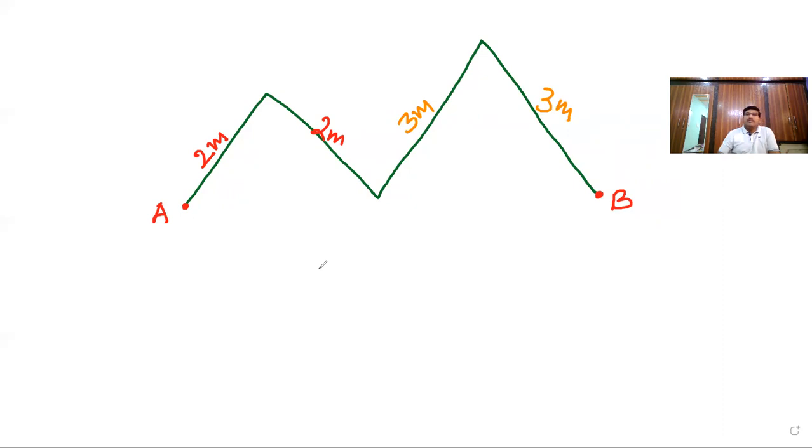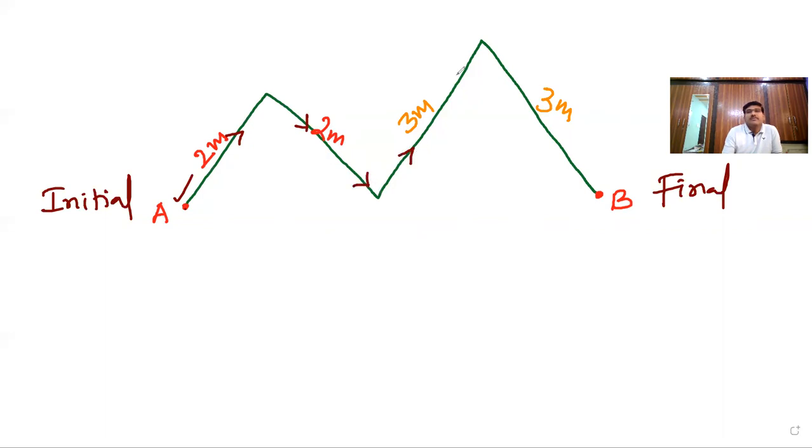This is the figure provided to you. Clear? Now observe in the figure how the person is moving. The person is moving from A. A is the initial point, B is the final point. So the person starts from A, slowly moves like this, reaching the peak, then going down. Again going up, then coming down, reaching B. This is the path traveled by the person.